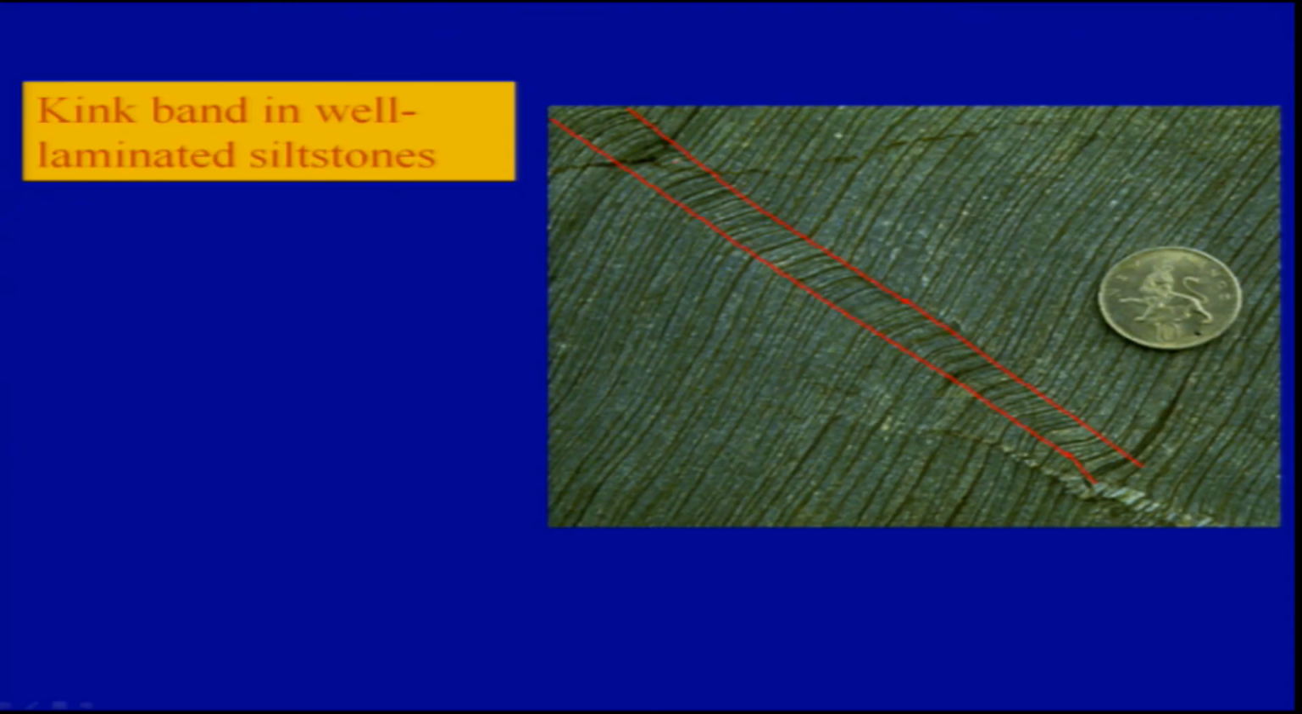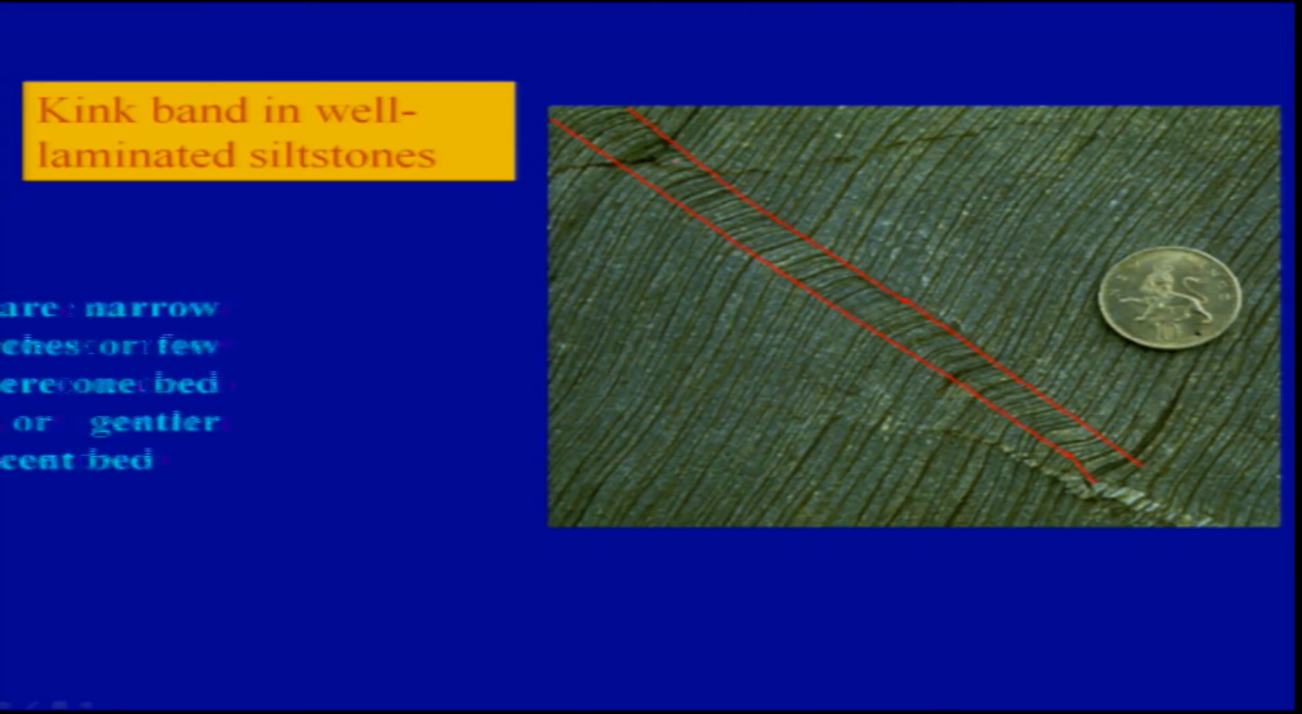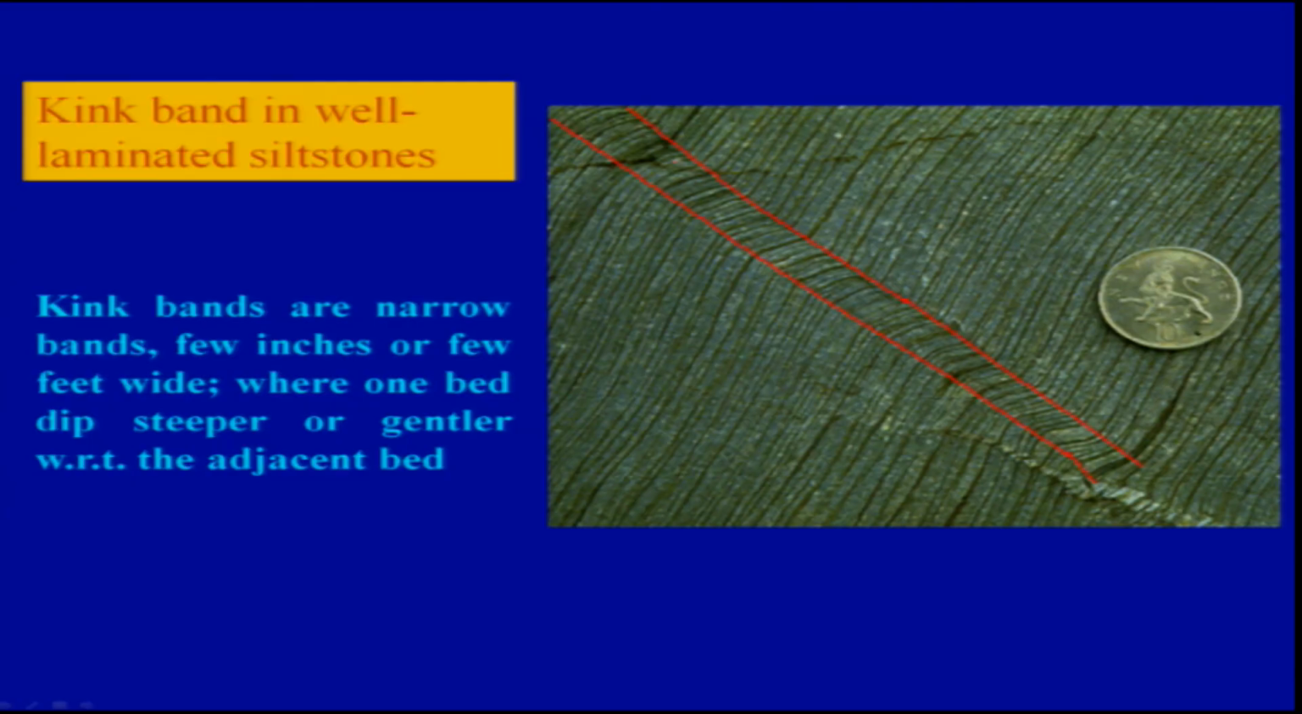Then this again depends on the type of material you have, and you will also be able to see kink bends. If you have brittle deformation, you will be able to see kink bends, and the bends will be quite sharp here. The steeper ones are termed kink bends.